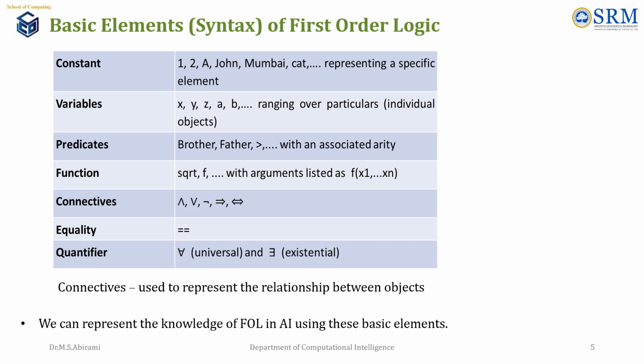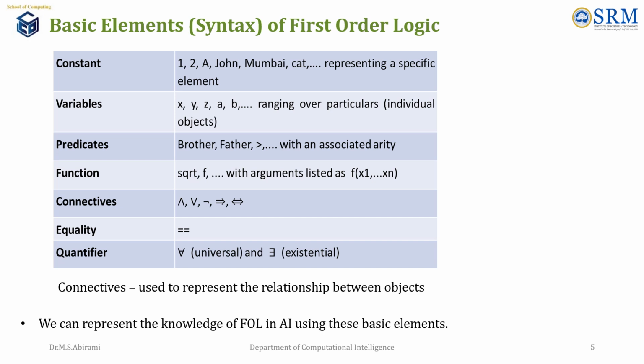Constants, for example, 1, 2, A, John, Mumbai, cat, etc. Variables are x, y, z, a, b ranging over particulars. Predicates are brother, father, greater than, with an associated arity. Function, for example, square root, f with arguments listed as x1 to xn. And connectives are and, or, not, implies, if and only if. Equality is the double equality symbol, and quantifiers are the universal quantifier and the existential quantifier.